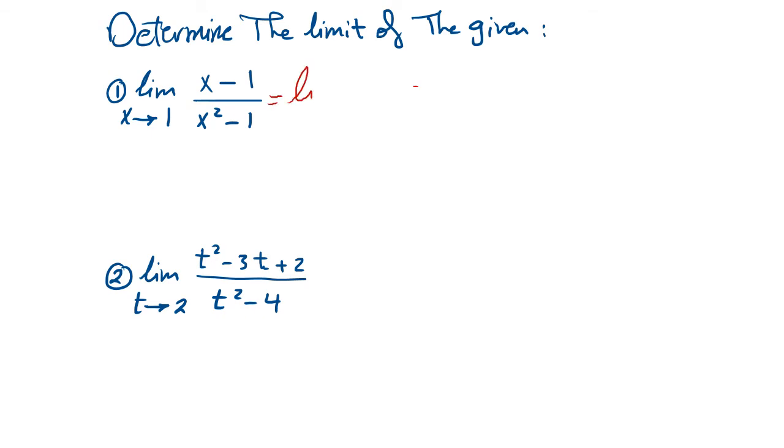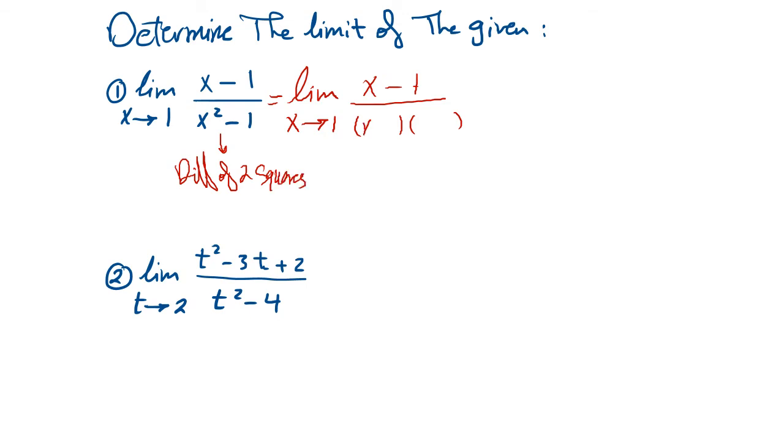So I'm going to write it as the limit, as x tends to 1, of x minus 1 over x squared minus 1. This is what we call the difference of two squares, which is x minus 1 and x plus 1.